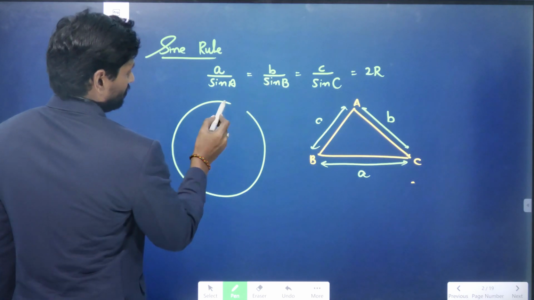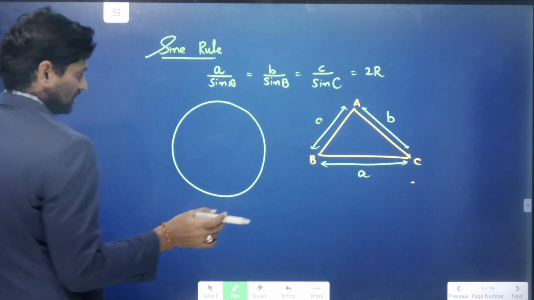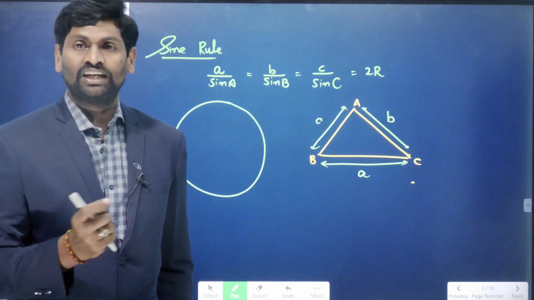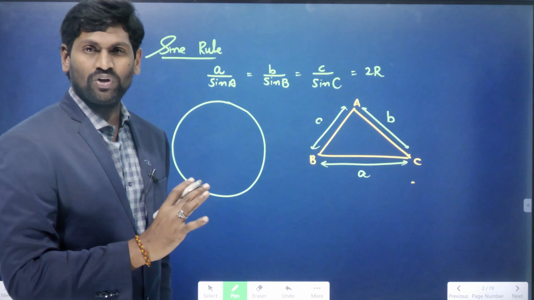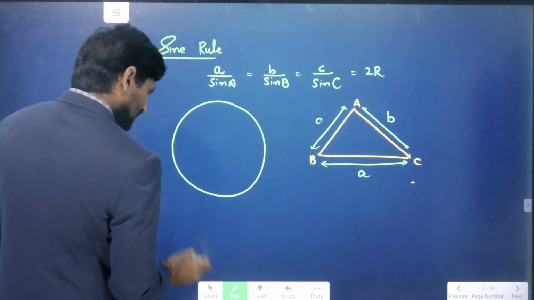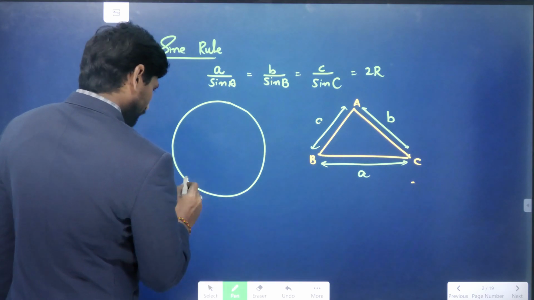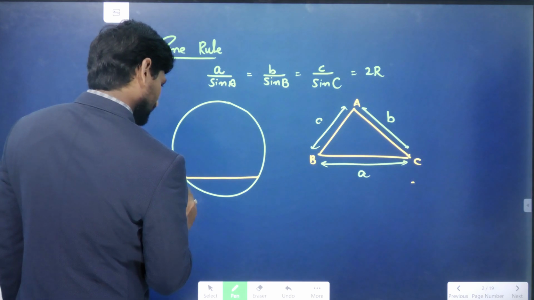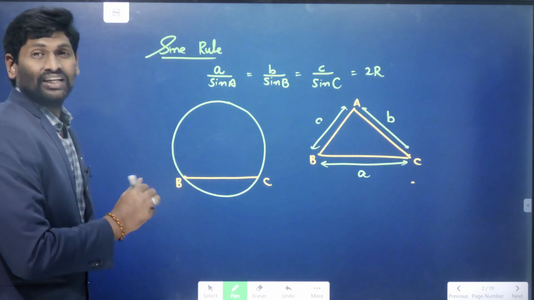Okay. So we can have the proofs for different types of angles like acute angle, right angle, and obtuse angle, and we can prove any one of them. The remaining we can write similarly. So I am taking the side BC here, and according to the circle it will be a chord.